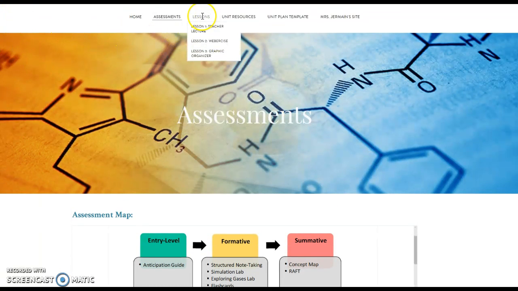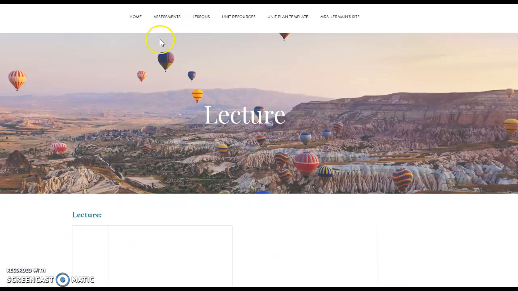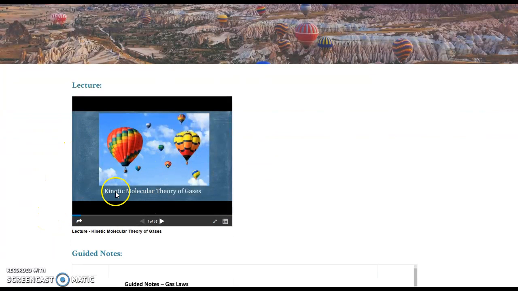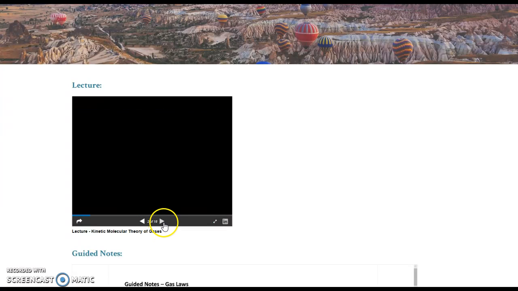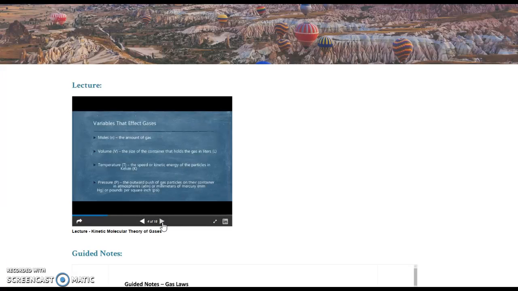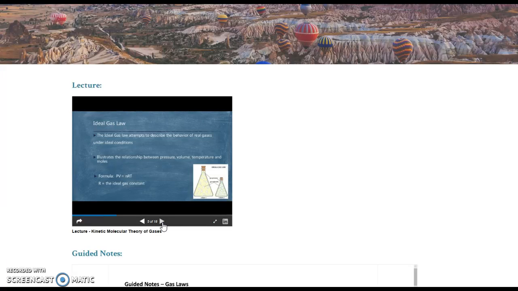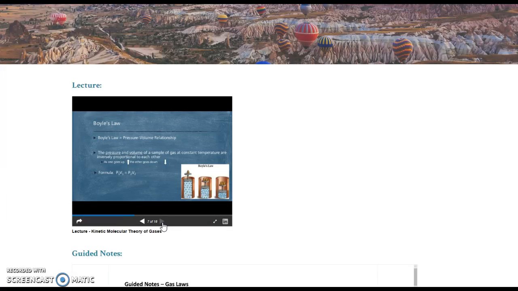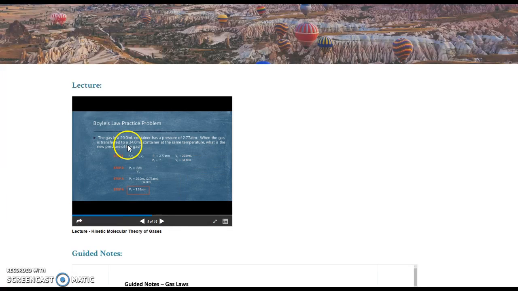And so now moving on to the lessons they'll be learning, starting with lesson one, the teacher lecture. And here is the embedded lecture for the kinetic molecular theory of gases. It's easy as far as slideshow. There's a video for students as well and easily going over all the gas laws and formulas, and then doing practice problems as well that we go through as a class together.